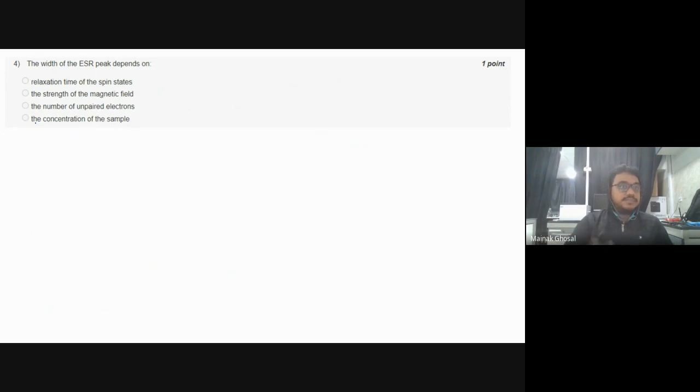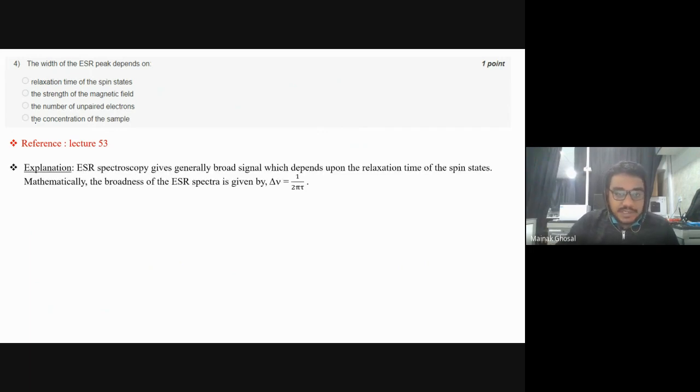Fourth question. The width of the ESR peak depends on which one? Relaxation time of the spin states, the strength of the magnetic field, the number of unpaired electrons, or the concentration of the sample. This is a very interesting question, and you can find the answer also in lecture number 53. ESR spectroscopy generally gives a broad signal. How do you get this broad signal? In lecture 53, I discussed the intensity ratio of the peaks of ESR spectroscopy.